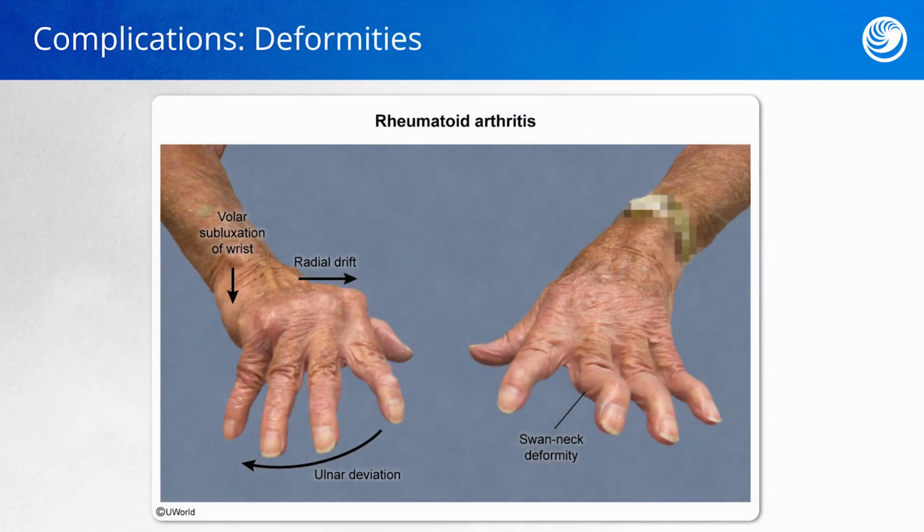One of the most noticeable and debilitating complications of RA is going to be deformities of the affected joints. As granulation tissue starts to replace normal tissue, clients are going to have deformities. We can see here that clients often experience radial drift as well as ulnar deviation. One that you will see commonly is a swan neck deformity, and this is going to be in the joints of the fingers.